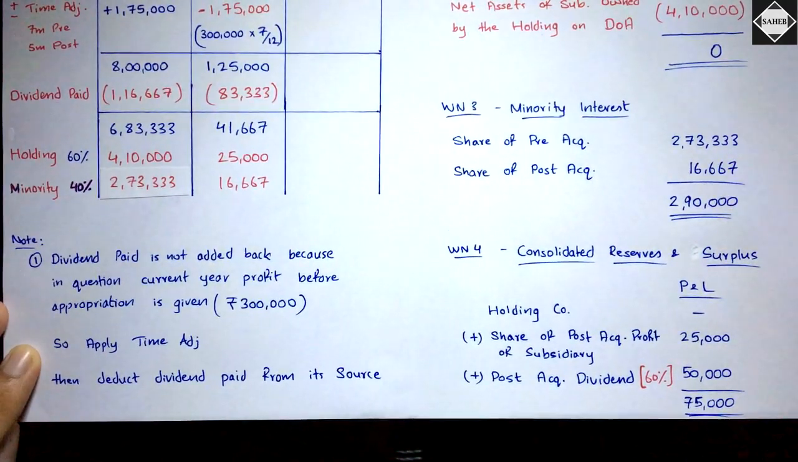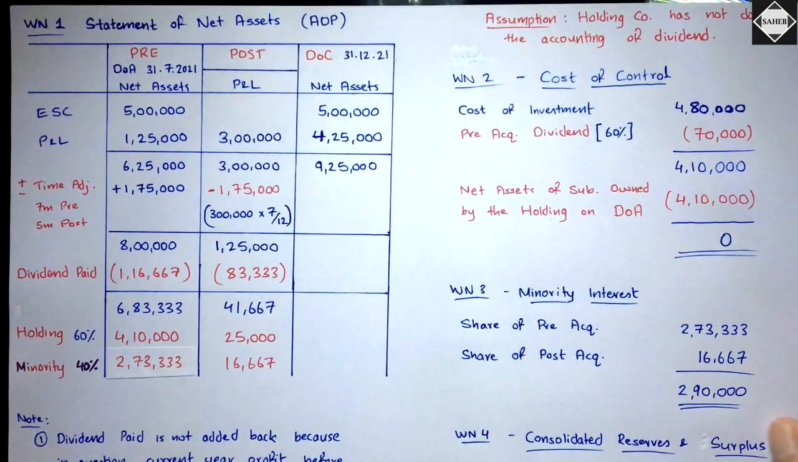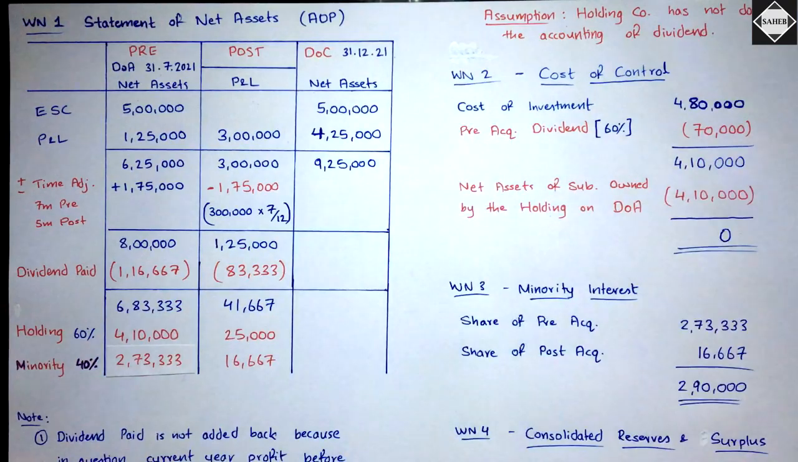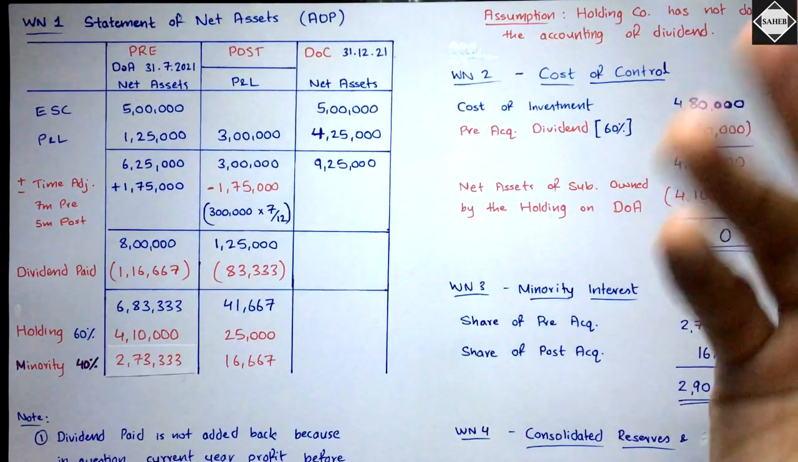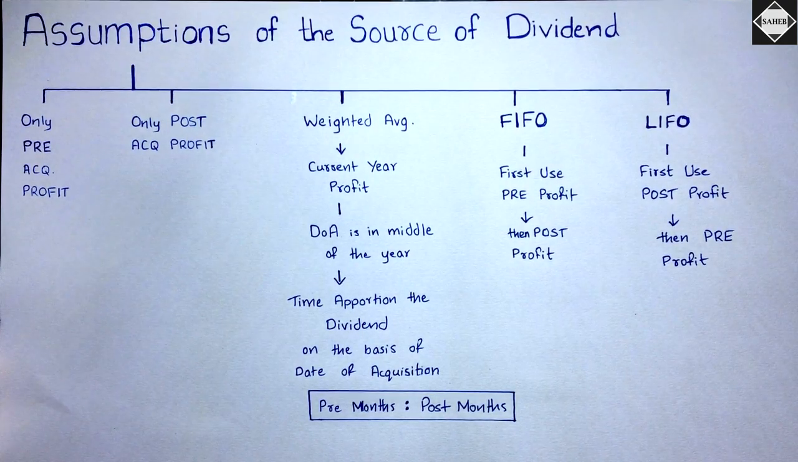Now let's discuss and see what are the different assumptions that we have regarding the source of the dividend. Okay, the working notes and everything you understood completely. Let's see the assumptions of source of dividend. Now here we have different assumptions that we can make regarding the source of dividend. So see, it's very simple.